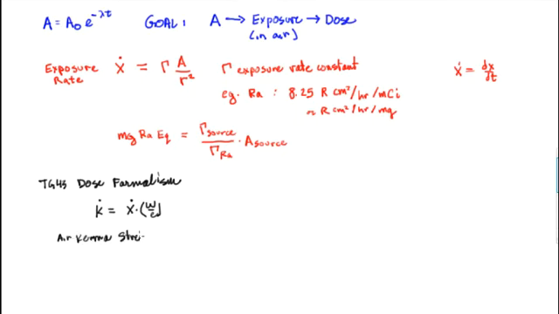Now in the TG43 formalism, we actually work with a related quantity called the air kerma strength. That's given a special symbol, S_K, for the kerma. And this air kerma strength is equal to the kerma rate at some distance L, and you multiply by L squared because of the inverse square effect. So you can write this out then using the equation above: exposure rate times this W over e factor times the distance L squared.